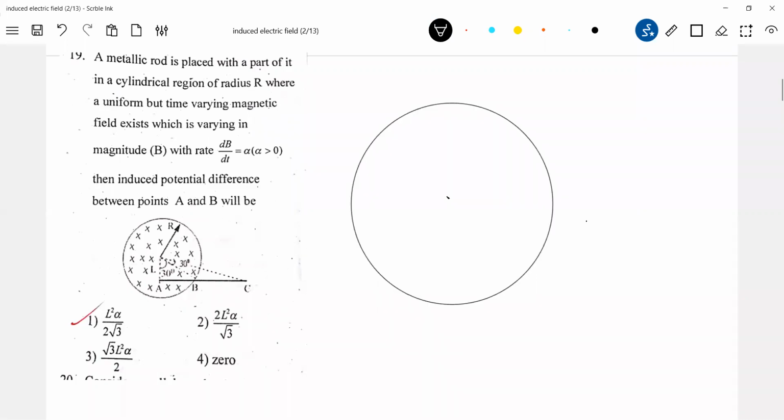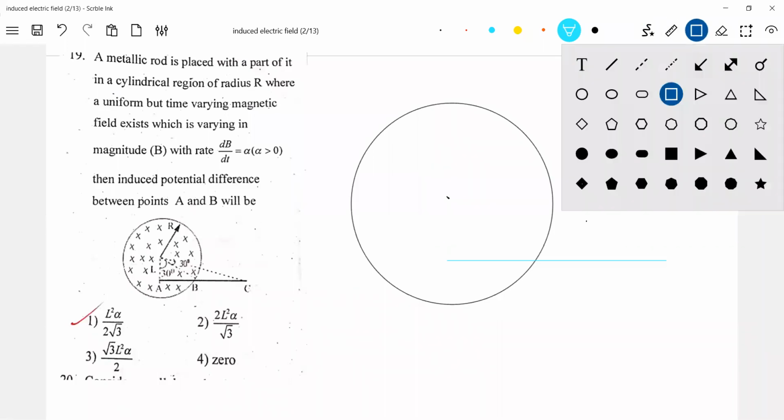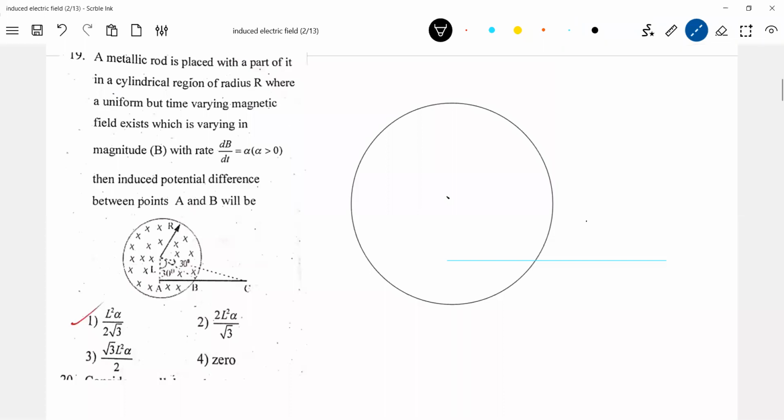This is the center of the loop, and this is the rod. Let's take the triangle O A B. It is asking how much EMF is induced, the potential difference between points A and B.